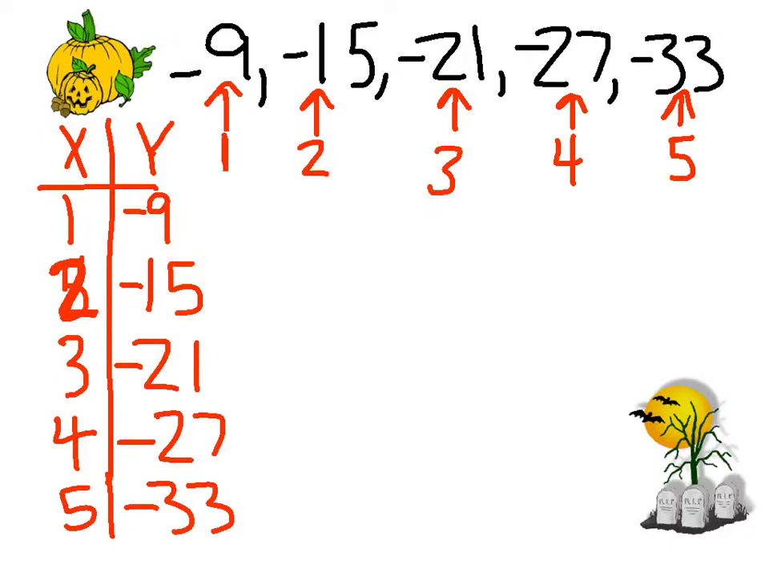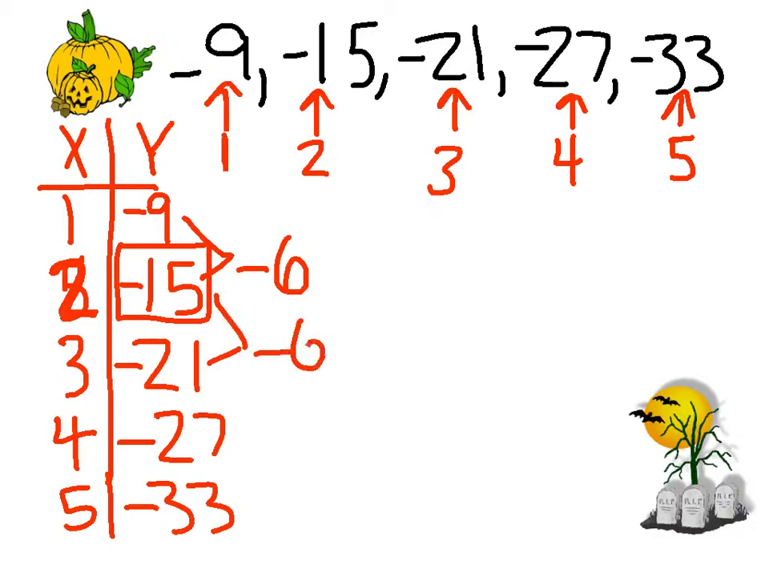Okay, so again, we're going to do the same thing that we just did. We want to find the difference between our y's. To do that, we're going to take negative 15 minus negative 9. When we do that, that's going to give us a negative number. It's going to be negative 6. We do the same thing. Negative 21 minus negative 15 is negative 6. Negative 27 minus negative 21 is negative 6, and so on.